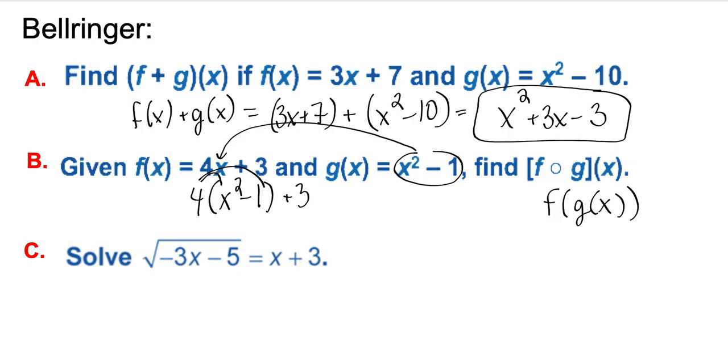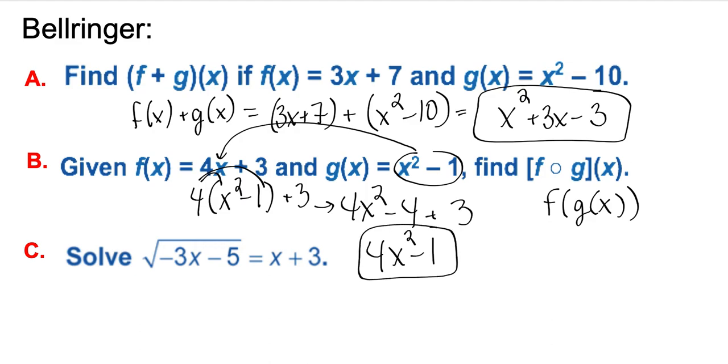Okay, so distribute that. We got 4x squared minus 4, and then we got the plus 3 on the end, and then we just add like terms. So the negative 4 and the positive 3 will go together. So we got 4x squared minus 1, and that is our function composition.